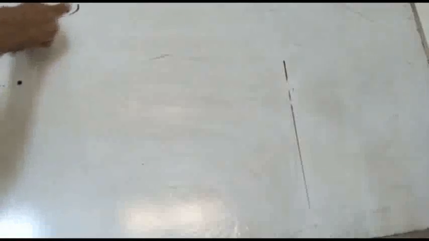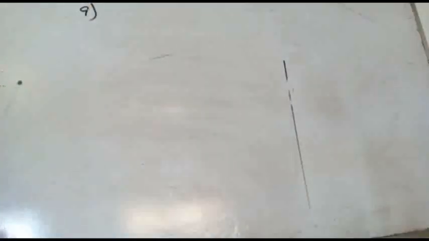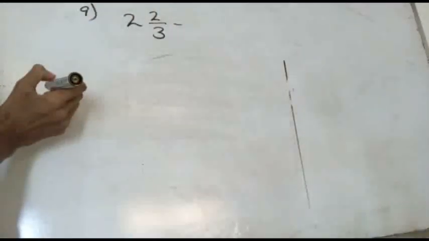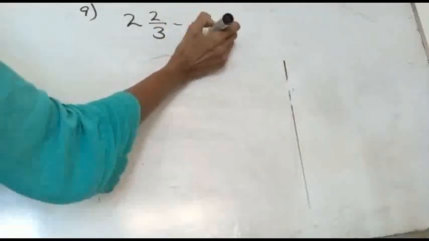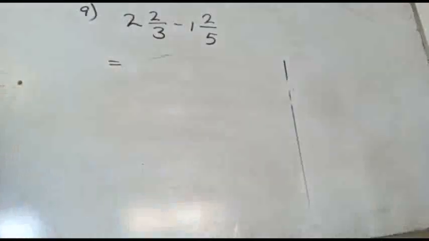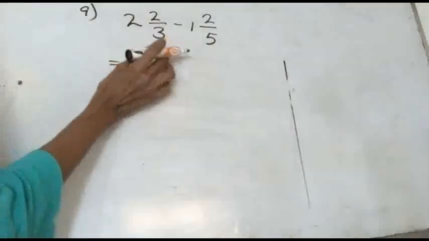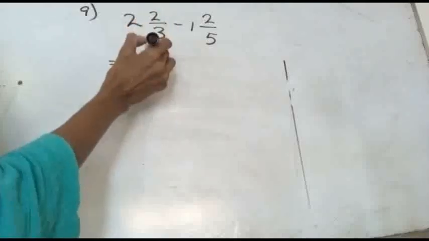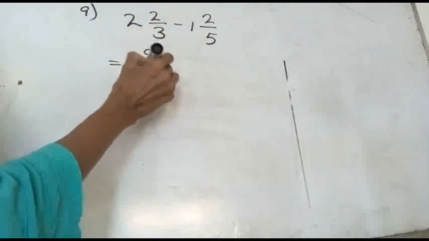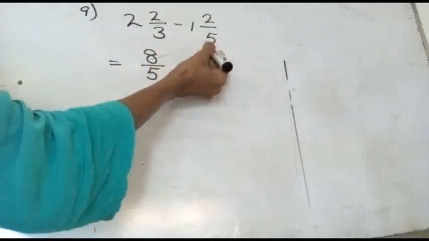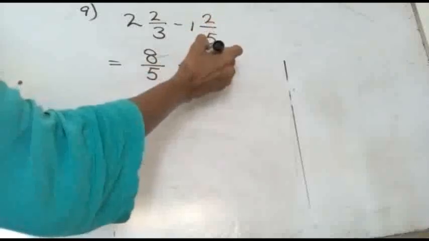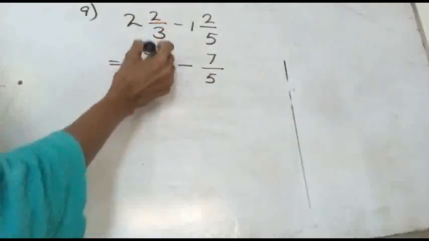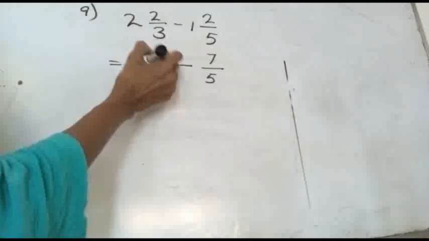Question number 9. 2 and 2 thirds. Subtract 1 and 2 over 5. Here firstly convert them into improper fractions. 3 times 2 is equal to 6. 6 plus 2 is equal to 8. 8 over 5. Subtract. 5 times 1, 5. 5 plus 2 is equal to 7. 7 over 5. Sorry, here 3 times 2, 6. 6 plus 2 is equal to 8.